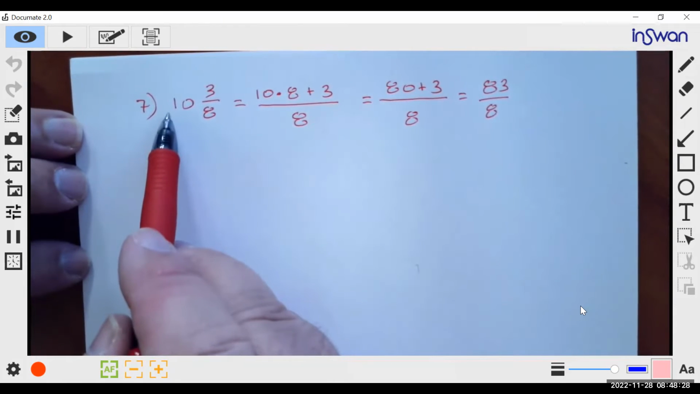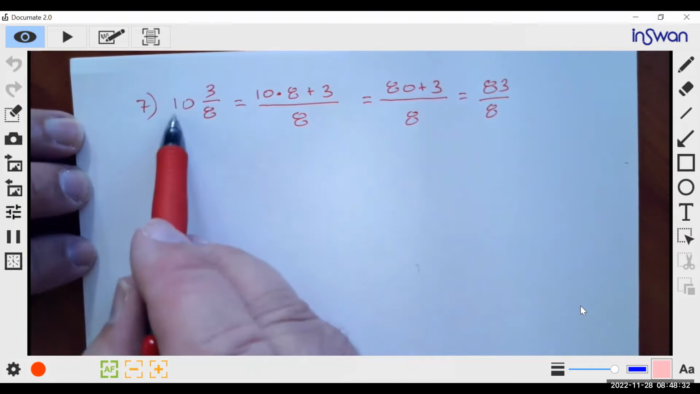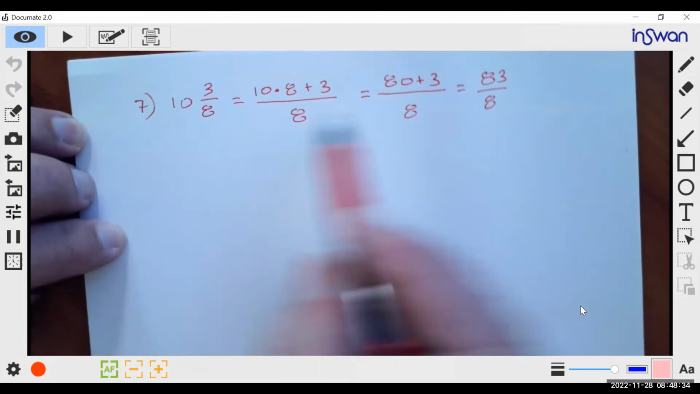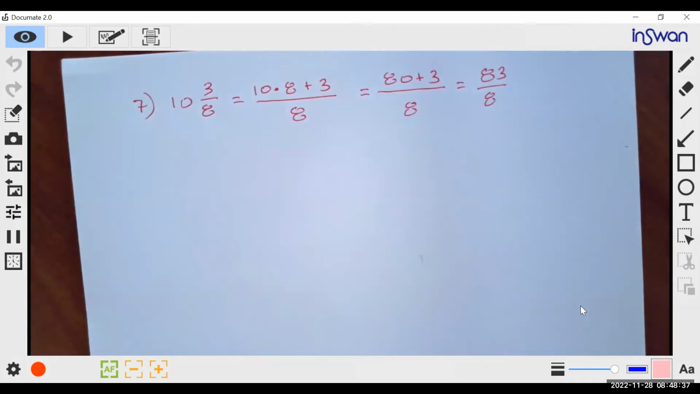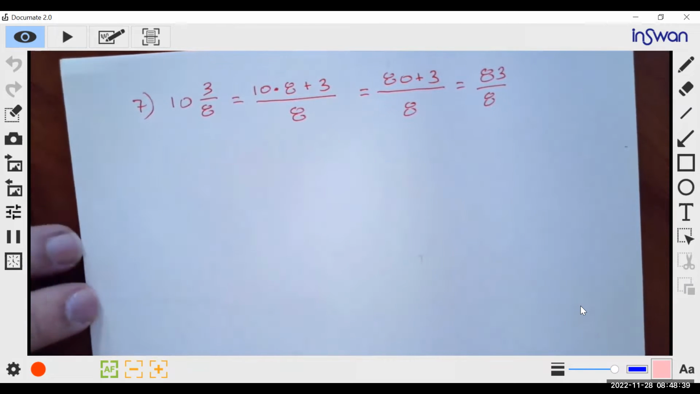If the coefficient is a negative, just put the negative out in front and treat it this way. You know the answer is going to be negative, so put it in front and treat it this way.